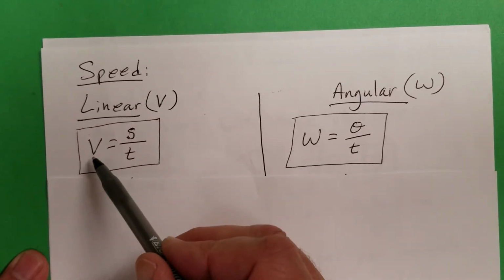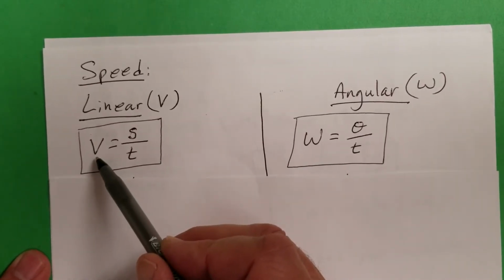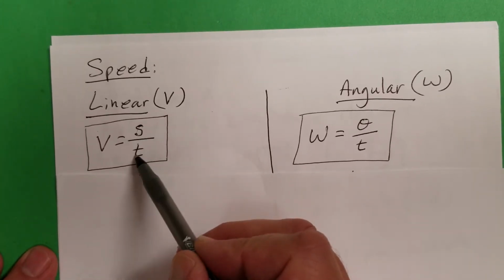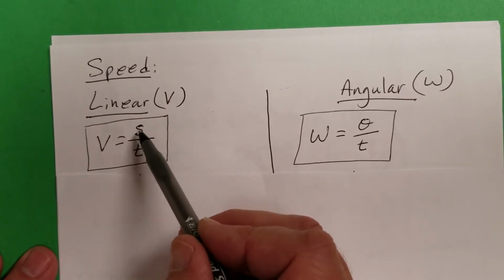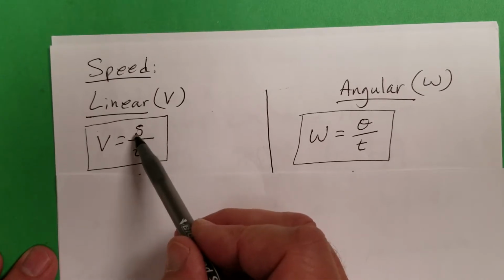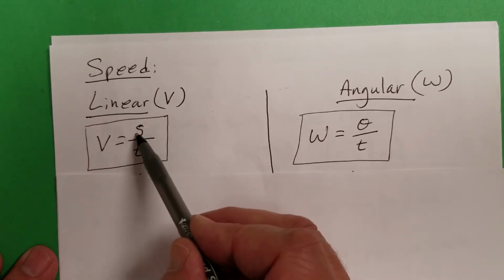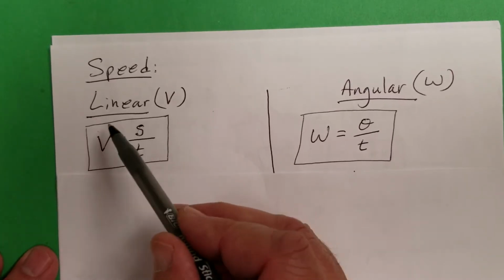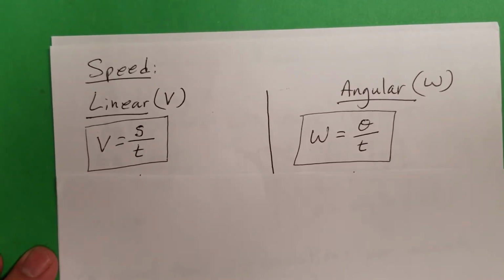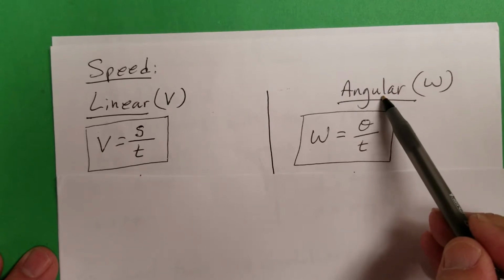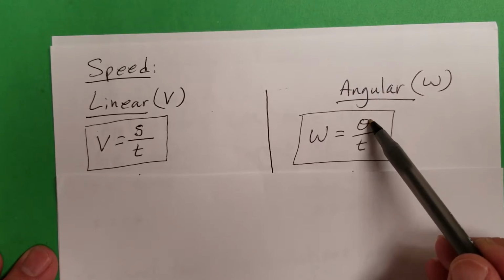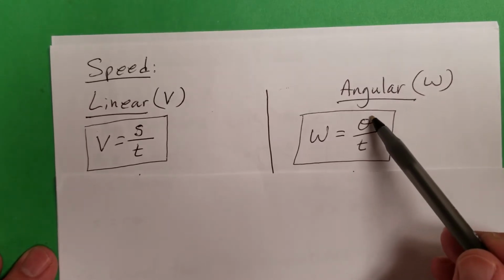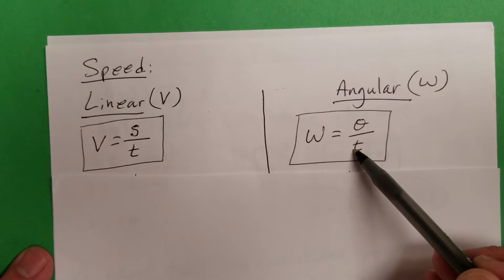If you want the linear speed, you take your S and divide it by T. T is the time. What's S? Remember what S is? S is the arc length. They'll either give it to you or you have to get it yourself. But this S is the arc length that we talked about earlier. Angular speed is almost the same thing, except it's the degrees, the angle, or the radians divided by T.